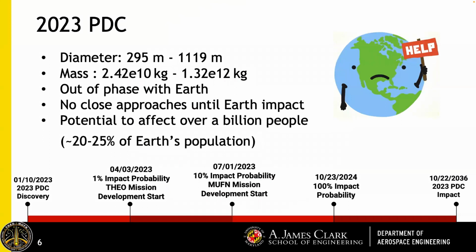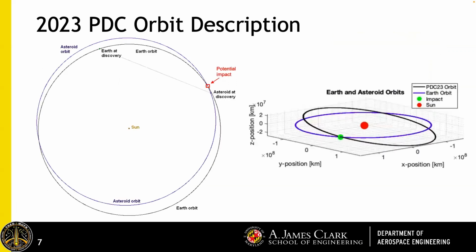So the asteroid parameters that were given had a fairly large range in diameter and mass. These were 10th and 90th percentile mass numbers. The orbit of the asteroid is out of phase with Earth, and it makes no close approaches until Earth impact. That's very important because there isn't a way for us to study the asteroid in more detail until it actually impacts the Earth. And that fact critically influenced our design.